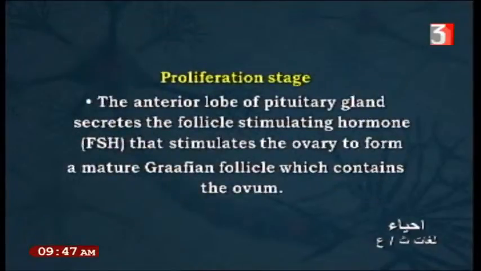What is the proliferation stage? In the proliferation stage, the anterior lobe of the pituitary gland, which you know is found in the brain, is responsible for secreting hormones like the FSH hormone and also the LH hormone. FSH stimulates the ovary to form the mature Graafian follicle, which contains the ovum.